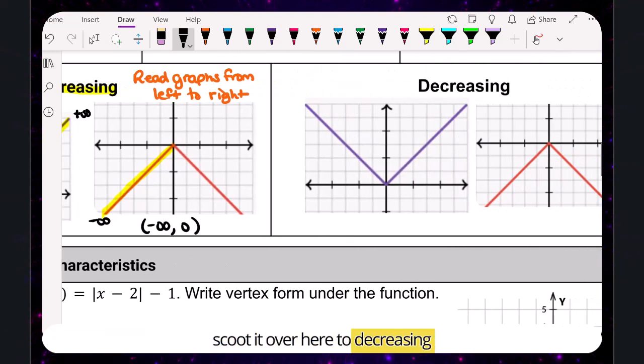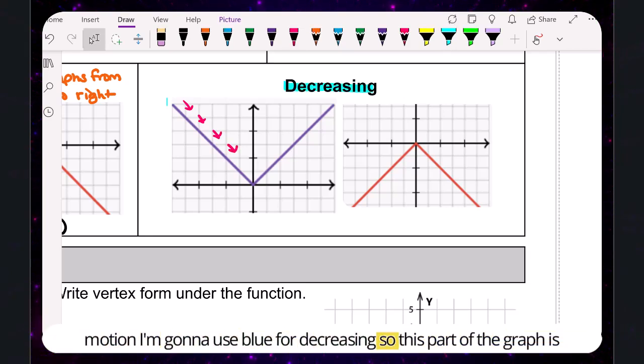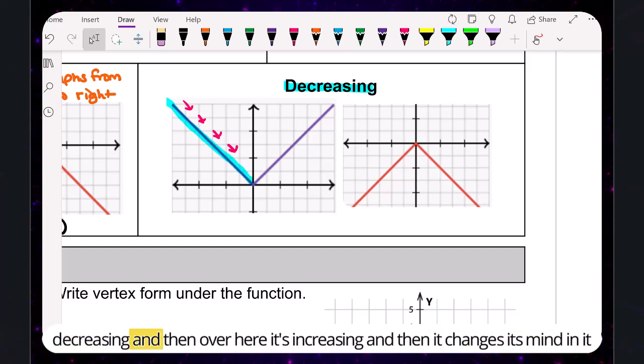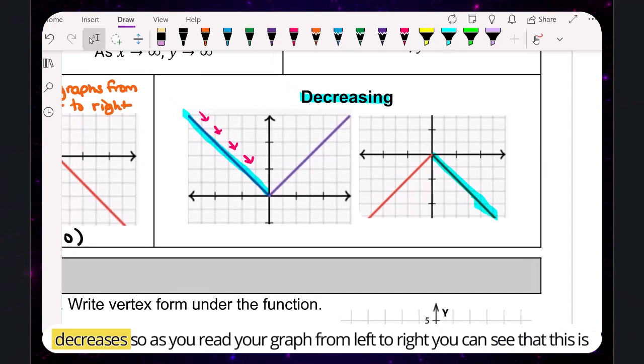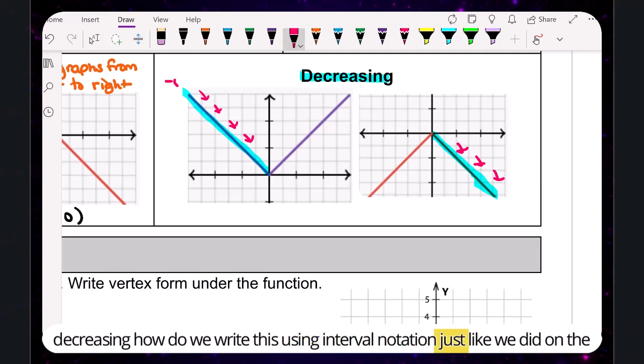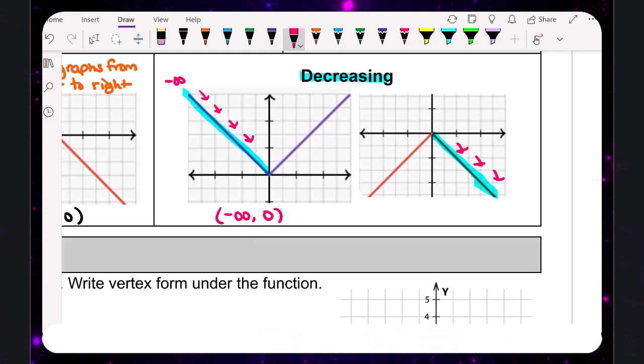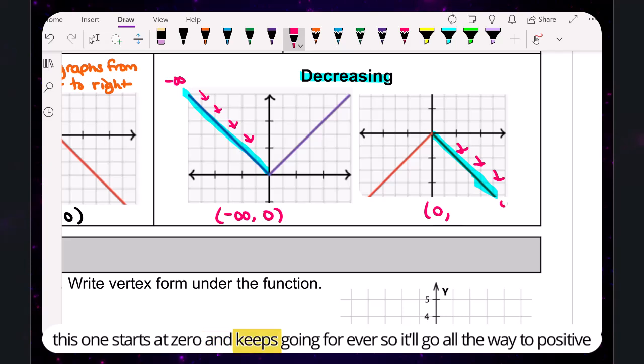Let's scoot it over here to decreasing. So as I am reading this left to right, see how I have this decreasing downward motion. I'm going to use blue for decreasing. So this part of the graph is decreasing, and then over here it's increasing, and then it changes its mind and it decreases. So as you read your graph from left to right, you can see that this is decreasing. How do we write this using interval notation? Just like we did on the last one. This one starts at negative infinity, stops at 0. This one starts at 0 and keeps going forever, so it'll go all the way to positive infinity.